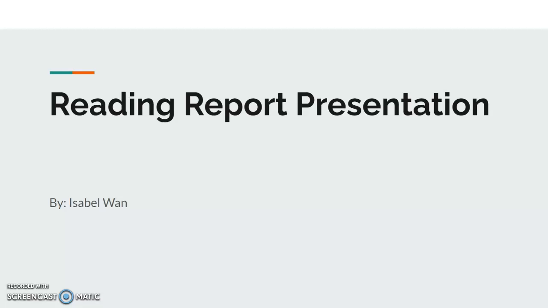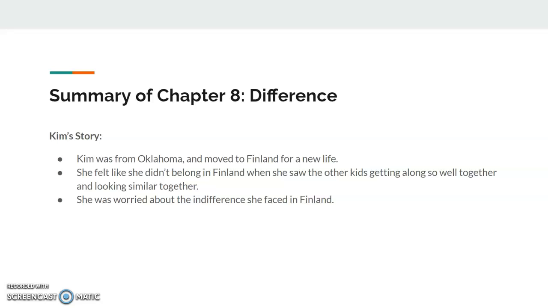My name is Isabel Wan, and this is my reading report presentation on The Smartest Kids in the World and How They Got That Way by Amanda Ripley. Now, before we get into my reading report, I want to first introduce a brief summary of Chapter 8, Differences.